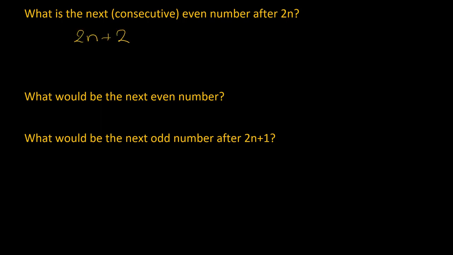Going to be 2n plus 2. Think about the pattern that we've got of our even numbers. So you've got 2, 4, 6, 8, 10. And if you think about it like a sequence, what's happening every time? You add 2. So the next even number after that would be 2n plus 4.